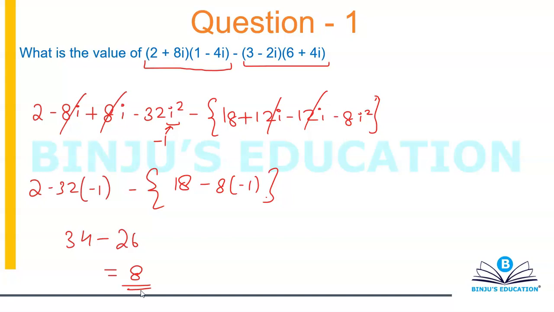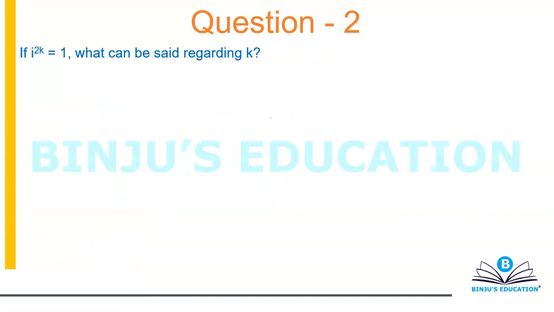Alright, let's move on to question number 2. Pause the video and try this question, please. Okay, so it says that i to the power 2k is equal to 1. What can be said regarding k?